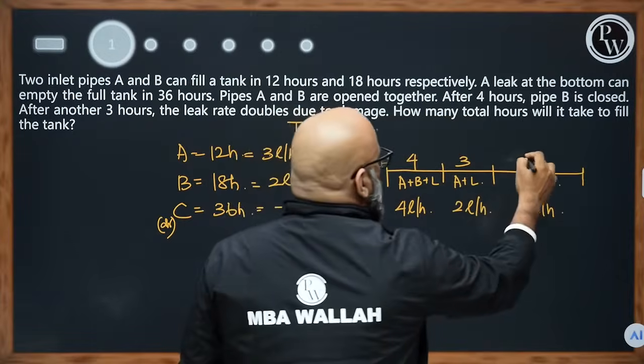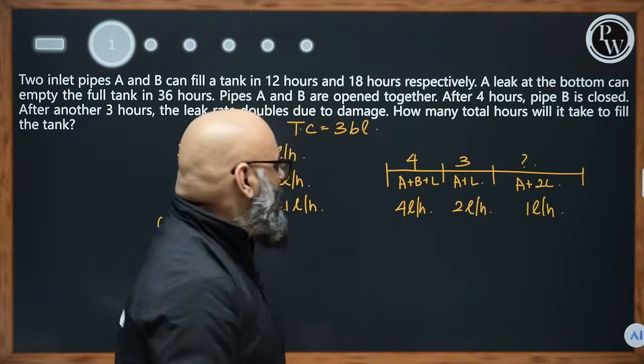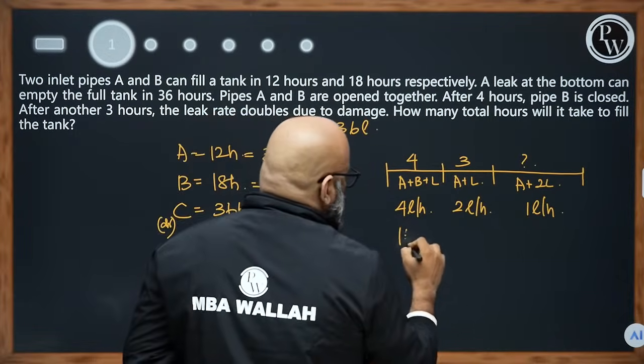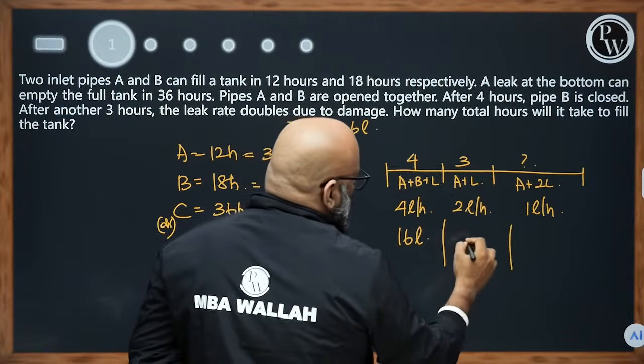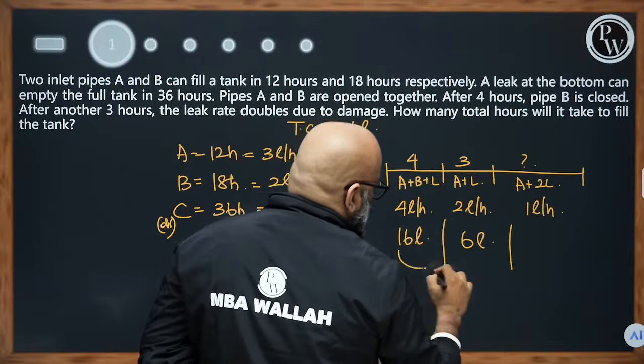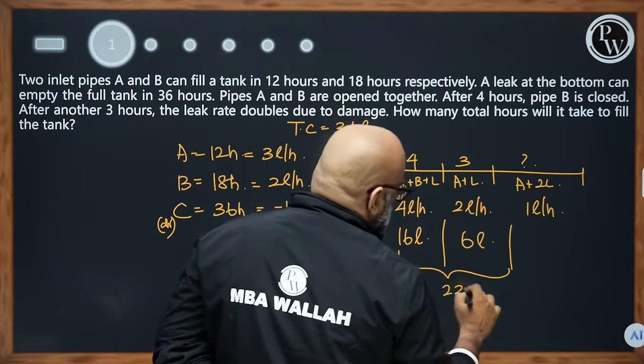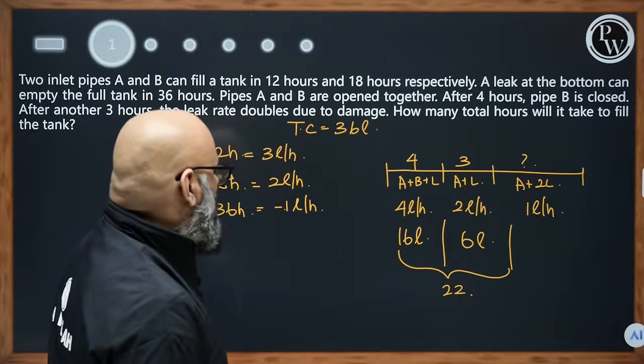But I don't know how long this is being operating. We'll go to that. 4 into 4, this is 16 liters filled. And in this zone, 3 into 2, 6 liters is filled. So that's a total of 22 liters is being filled.